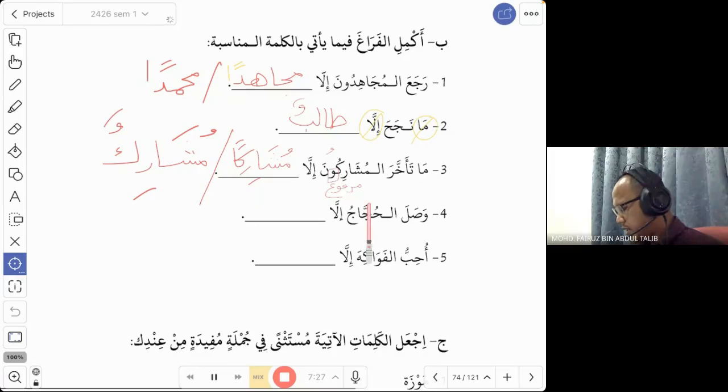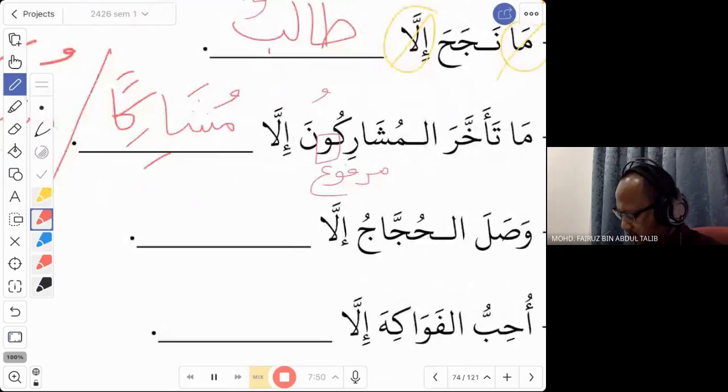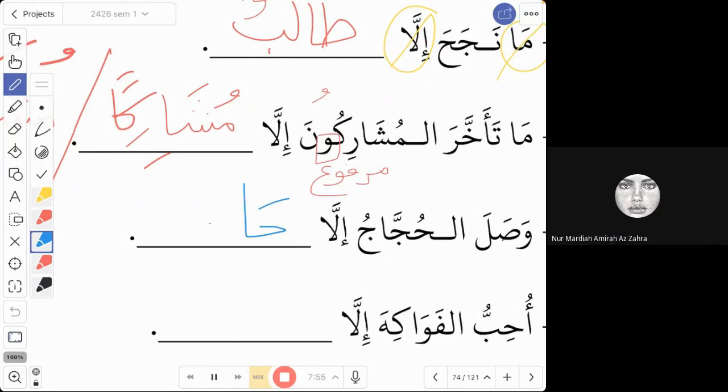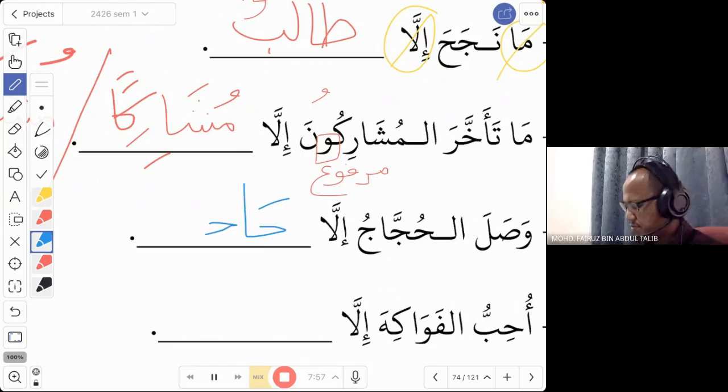Good. Number 4. Wasal al-hujjaju. The pilgrims, they have arrived. The pilgrims arrived except one guy. One guy did not arrive. One guy is stuck somewhere. Okay, what is the singular word for hujjaj? Anyone remembers? One hujjaj. The word is hajjun. Yes, Jim. Hajj. Okay, so that is the word hajjun.